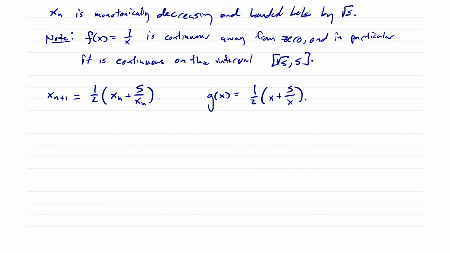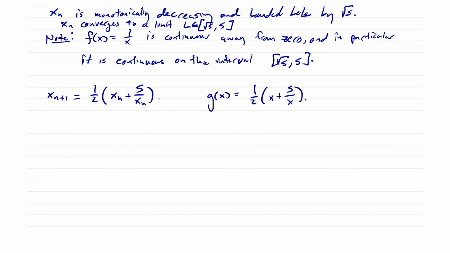Okay, so now what can we use? Well, we know that since xn is monotonically decreasing and bounded below, we can conclude that xn converges to a limit L in, say, R. And specifically, since we know that xn lives in here, we can say better than R: it converges somewhere in here. So let's go ahead and do this.